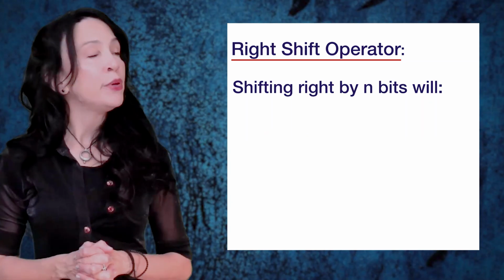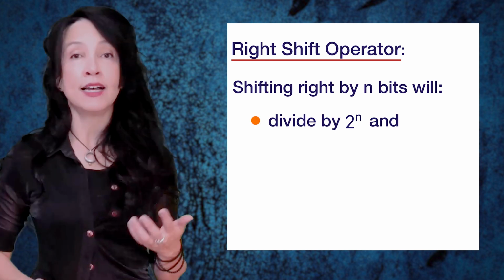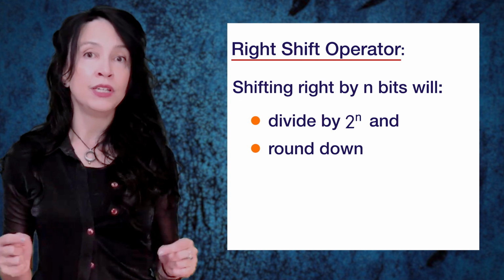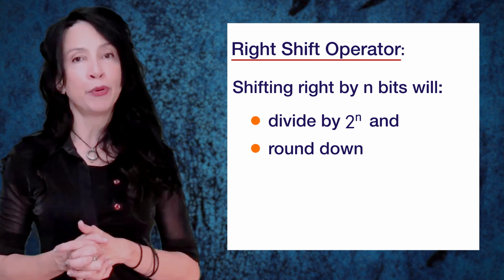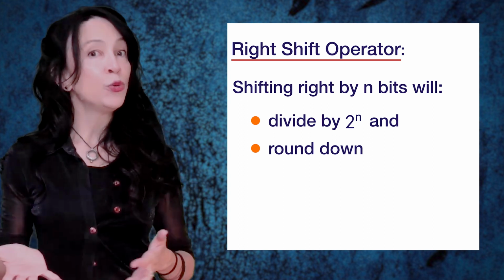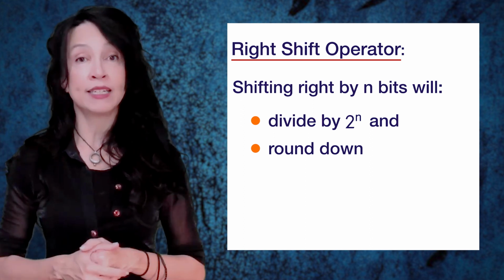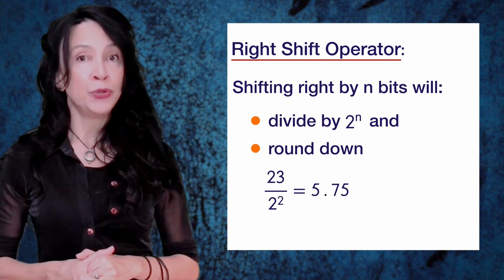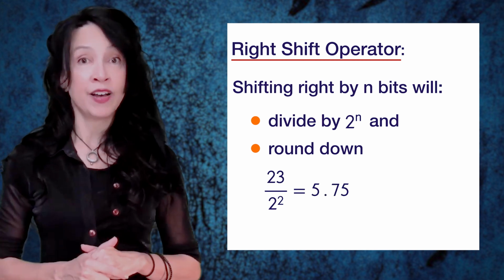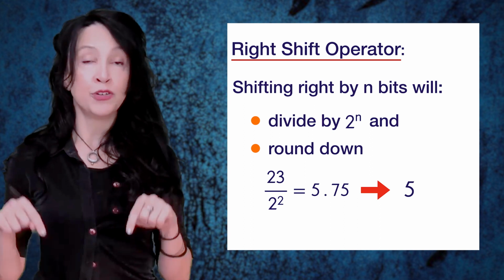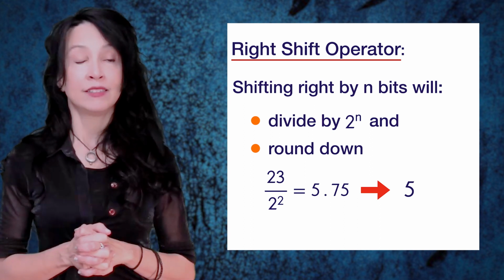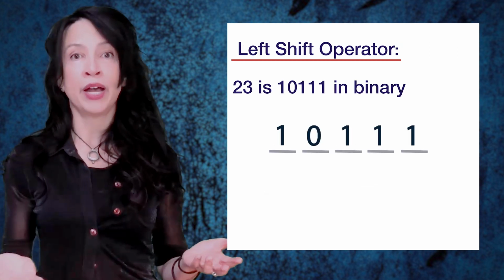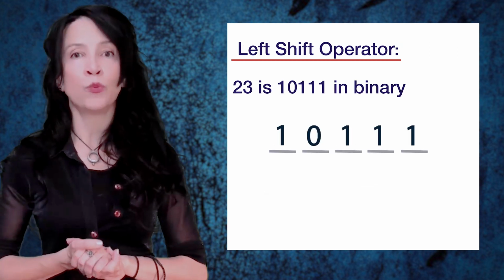Shifting right by n bits will have the effect of dividing the decimal integer by 2 to the n and then rounding down to the nearest lower integer, like a floor operation. For example, we did 23 and we right shifted by 2 bits and we got 5. If you take 23 and divide it by 2 squared, or 4, you get 5.75. Round it down to the nearest integer below, and you get 5. We have a right shift. Let's talk about a left shift. The number 23 in binary, again, is 10111.